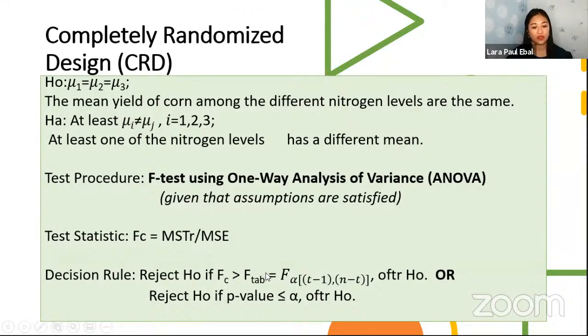The right hand side is your F tabulated. If you do the manual way of the analysis, we can have this F tabulated from Excel. Or we can use another way of deciding whether or not to reject the HO, which is to use the p-value. So not only F, but also p-value. Reject HO if the p-value is less than or equal to alpha, wherein we set alpha equal to 0.05 in our example here. Otherwise, fail to reject the HO. So that's the decision rule here.